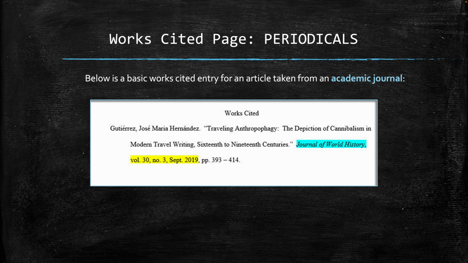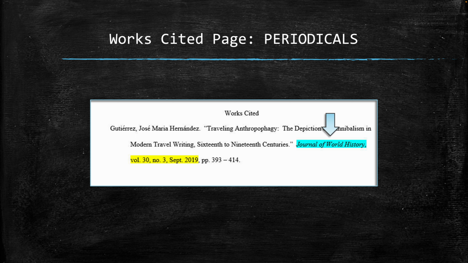Below is a basic works cited entry for an article taken from an academic journal. Take a moment, pause, and examine how it's constructed. We see the name of the author first, and then inside quotation marks, the title of the article. Then we see the container, which is the title of the periodical in which that article appeared. On the next line, notice my nice clean hanging indent there. We have the volume, the issue number, the publication date, and then the page numbers.